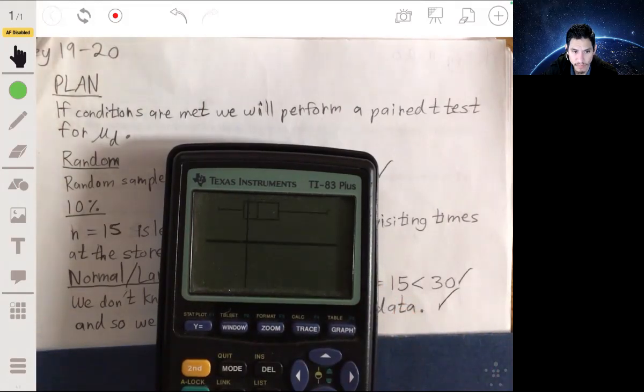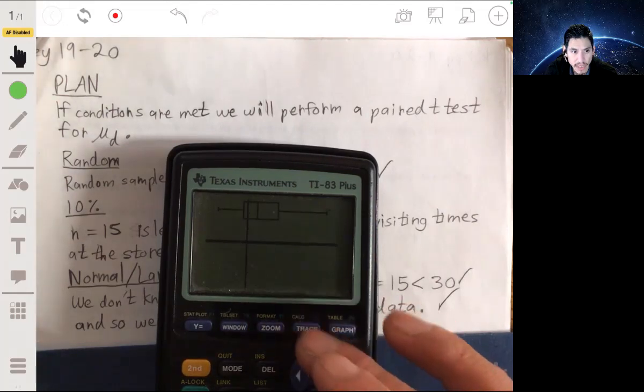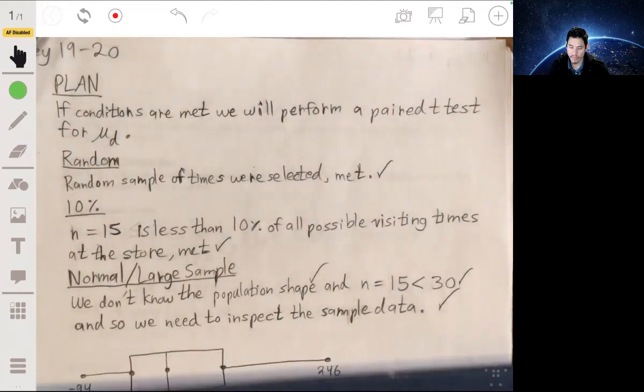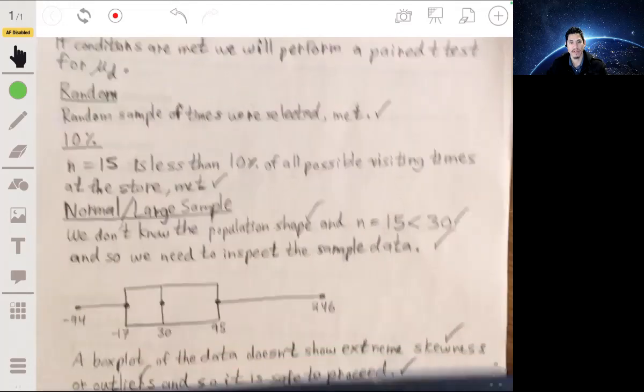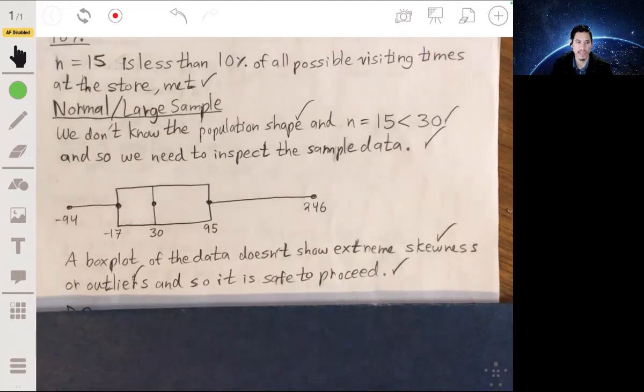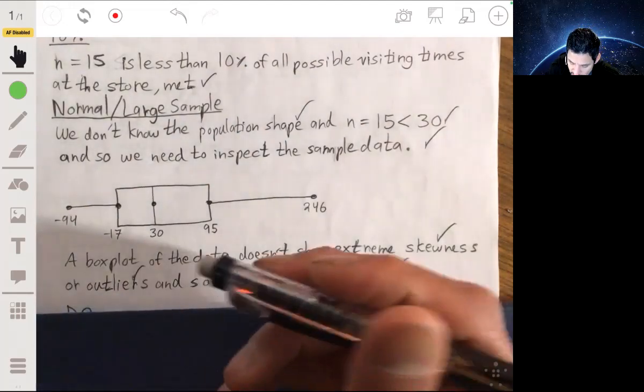And here I go. There's my box plot. And again, I press trace so you can see the 5-number summary on here, because when I make my sketch, I like to write these numbers out so the reader can see them. And then this box plot doesn't show any extreme skewness or outliers, so we can say it's safe to proceed with our T procedures.